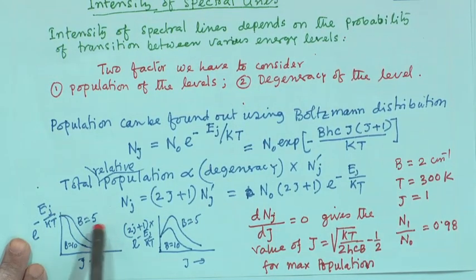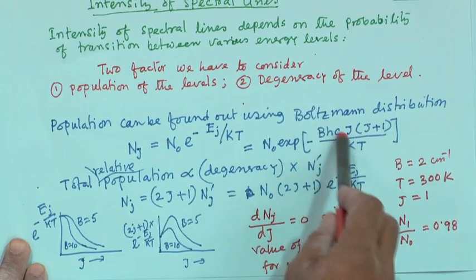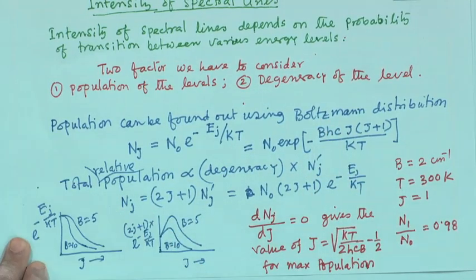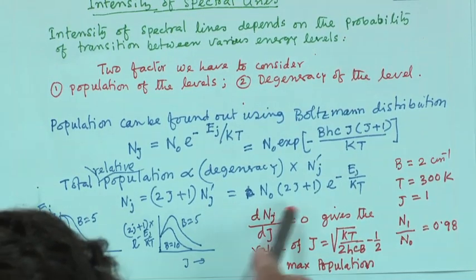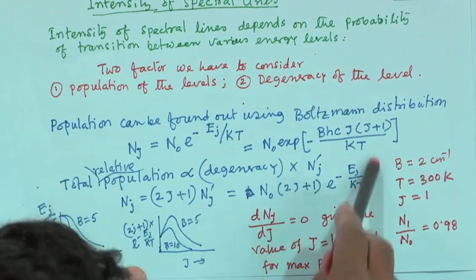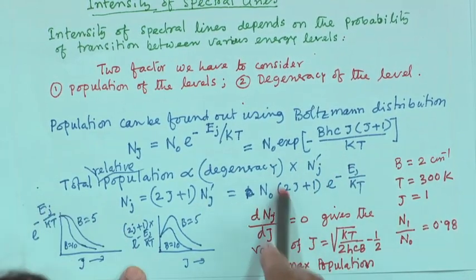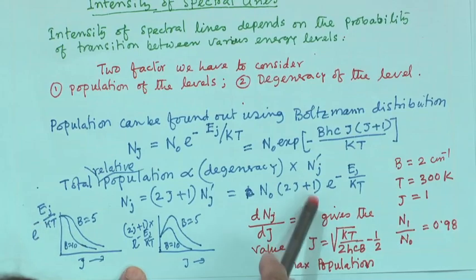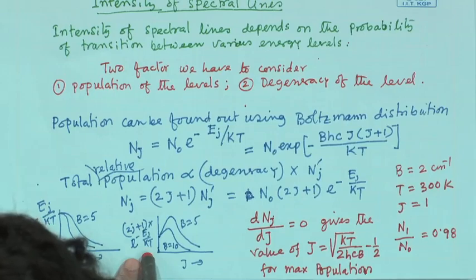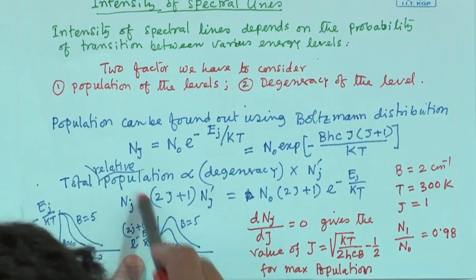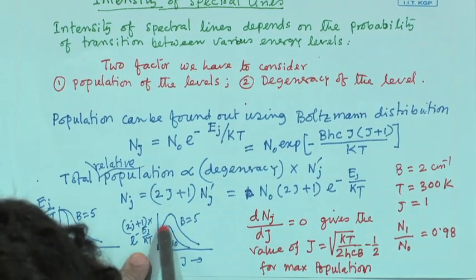It depends on B, so we have considered B equal to 5 and B equal to 10. The higher the B, the faster the exponential term decays. So this will be the variation of the Boltzmann factor. Now we have the exponential term as well as the linear term 2j plus 1. How to plot it, I have shown in the case of the hydrogen atom. So this term, Nj, varies like this.